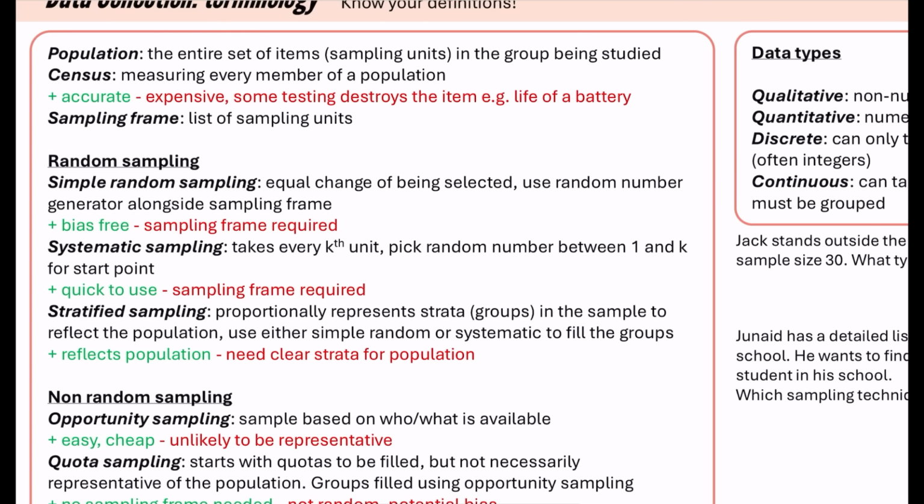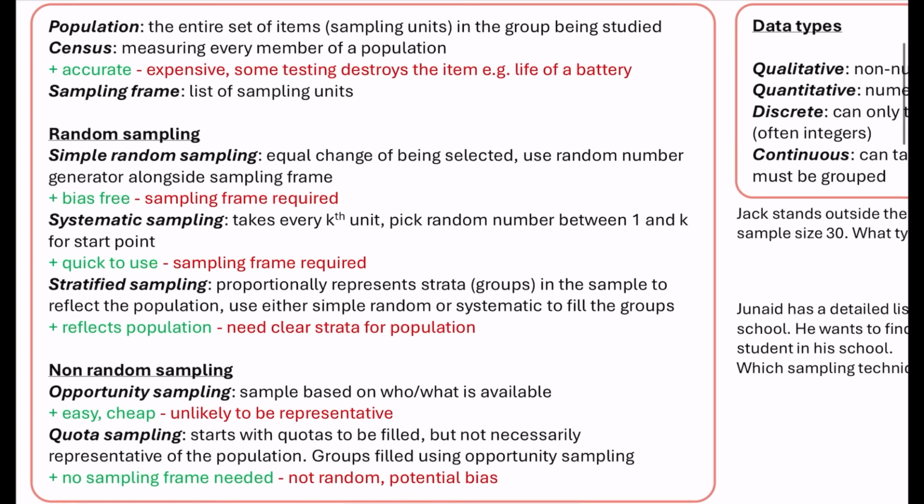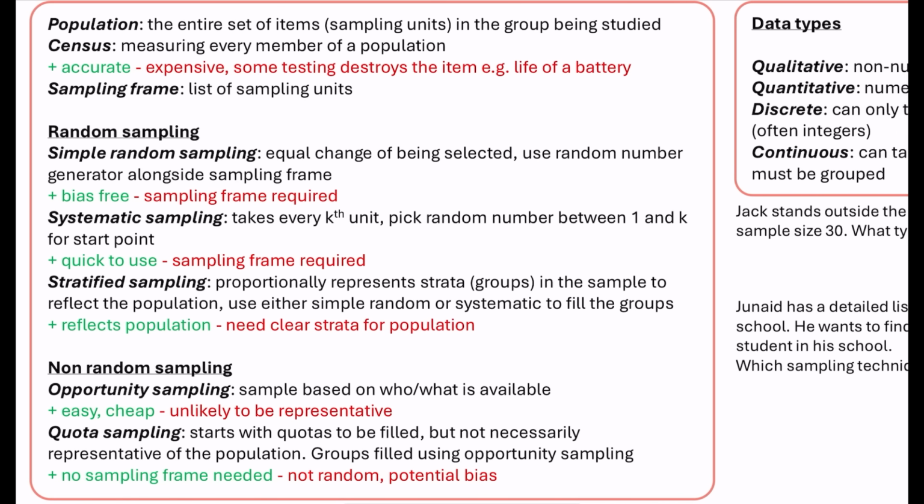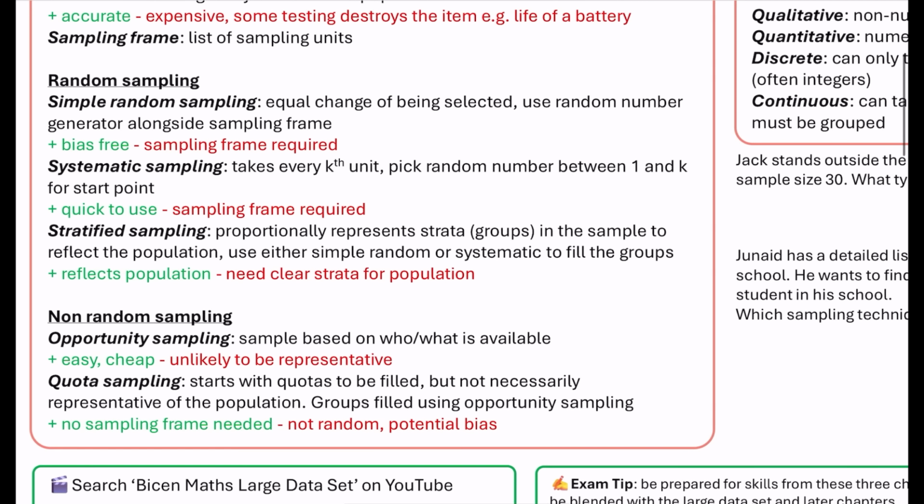Now, a sampling frame is a list of sampling units. It might be something like a list of students in a school, a list of houses on a street, but certain things will not have a sampling frame. For example, if you were trying to research about the weight of fish in a lake, we're not going to have a list of fish that live in a lake. It's just not possible. So that's going to restrict some of the particular types of sampling that we can do here.